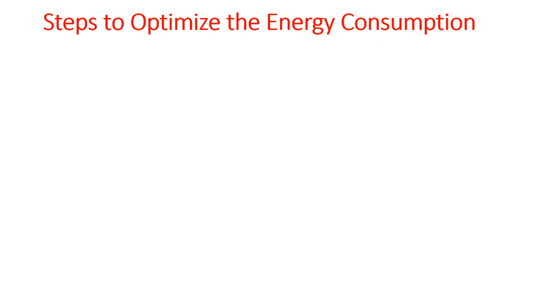Next, the steps to optimize energy consumption. What steps can we take while writing the program? Before taking any steps, we have to know how much energy is consumed by each and every line of the program. So the first concept in the steps to optimize energy consumption is to find the power consumption.